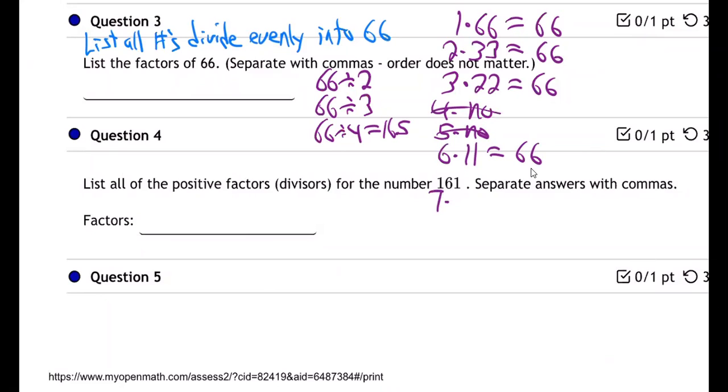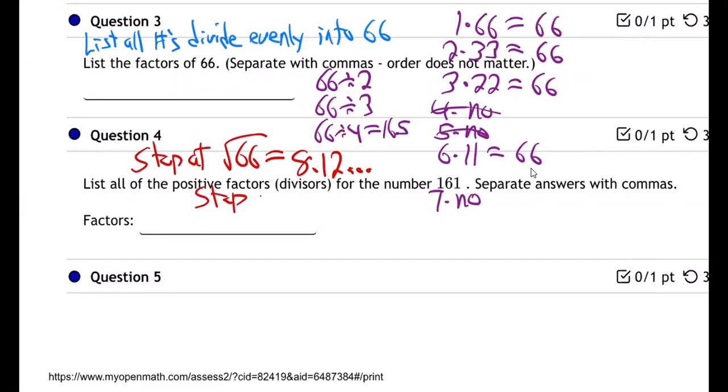7 doesn't work. Now, wait a minute. How far do we need to go here? Well, I'm actually asking a question that I'm going to answer for you. You stop at the square root of 66. So really, I should have done that first. Take the square root of 66, which is 8.12, and so that means stop at 8.